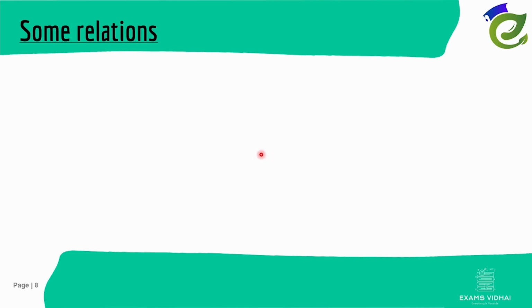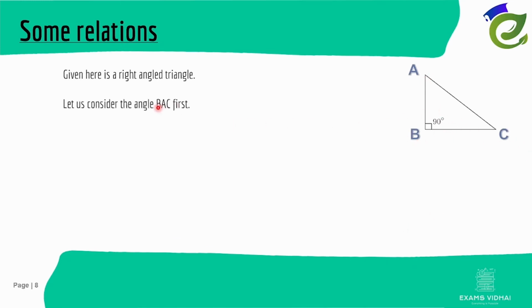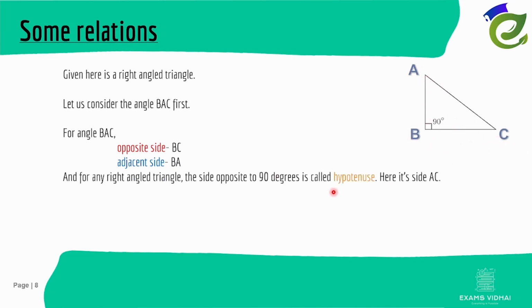Here we have a right angle triangle ABC, right angled at B. Let us consider the angle BAC first. For the angle BAC, we have the side opposite to this angle as BC, and the adjacent side is AB. For this angle, AC is also adjacent, but we have a separate name for AC known as the hypotenuse. For any right angle triangle, the side opposite to 90 degrees is the hypotenuse.